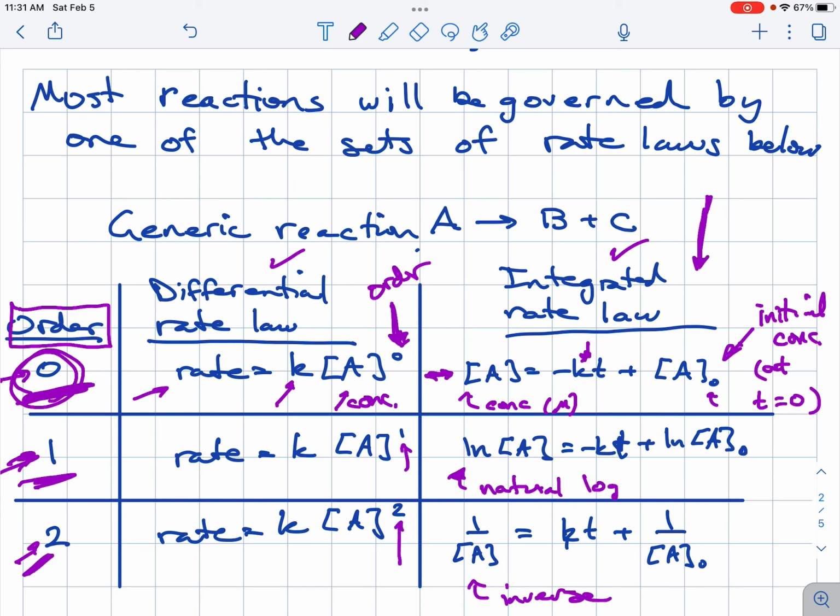The inverse of the concentration is equal to kt plus 1 over the initial concentration, or the inverse of the initial concentration. Okay, so those are the rate laws. So what does all that mean? Well, the goal here is to figure out which set applies.